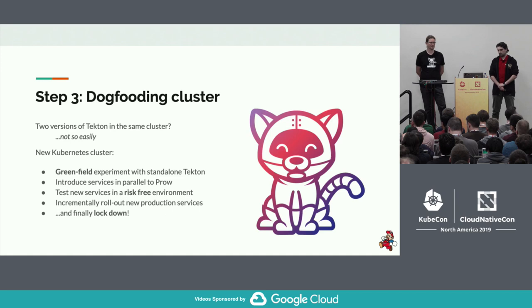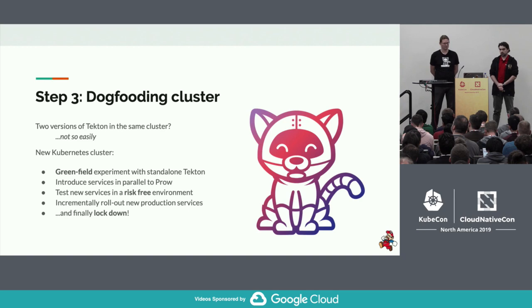This has some advantages. The first one is it's a greenfield experiment, so we can do anything we want. We can break everything. It shouldn't matter, at least at first. Once people from the project depend on this, that will change. But we can introduce services in parallel to Prow. We can experiment with log collecting or whatever and do not need to run anything that Prow runs. It's a risk-free environment.